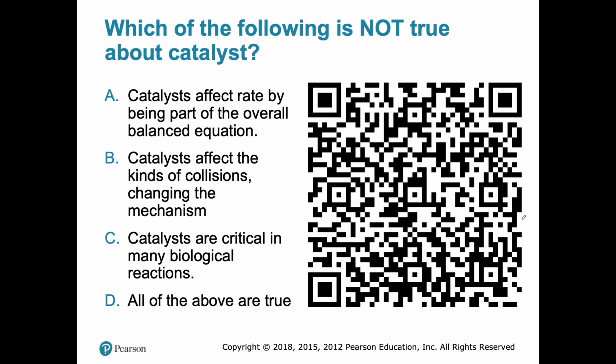The correct answer is A, because remember the definition you need to know for an exam: catalysts affect the rate by not being a part of the overall reaction, okay? So that's why A is not true, because it says it's being a part of it. It's supposed to be not a part of it.